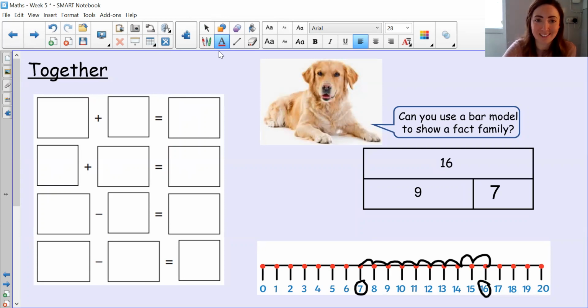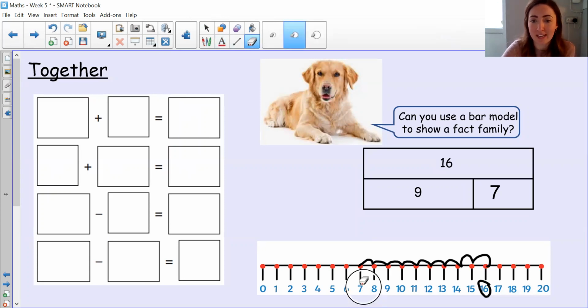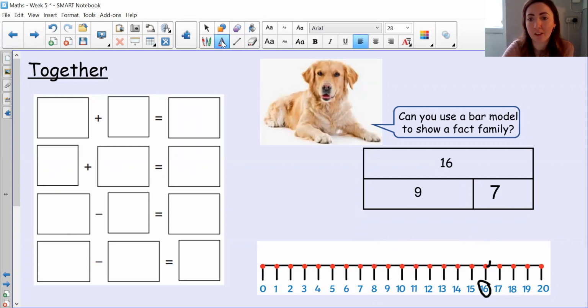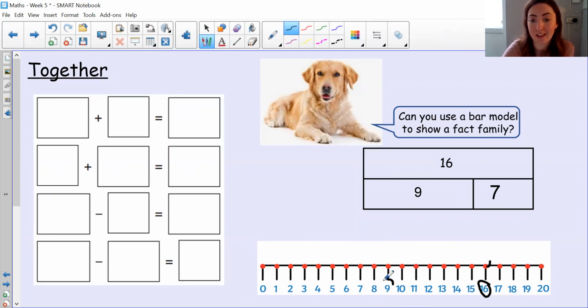Another way that we could have done that, just as a little reminder, is we know the whole number is 16, and we know that one of the parts is 9, so we could have circled 9. And then to find the missing part, we just see how many jumps between those two numbers. 1, 2, 3, 4, 5, 6, 7. Okay, so just as a reminder of those two different ways you can work out the missing part, work out the difference. Okay, let's do that fact family now then.